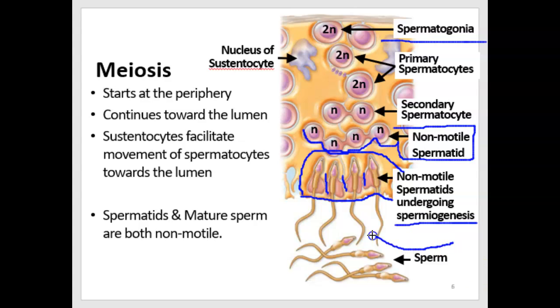Now, the sperm that are produced by spermiogenesis, these mature sperm, do not use their flagellum to move. Even though they have the capability, they do not use it yet. So they are also still considered non-motile. They don't become fully motile until they enter the female reproductive tract.